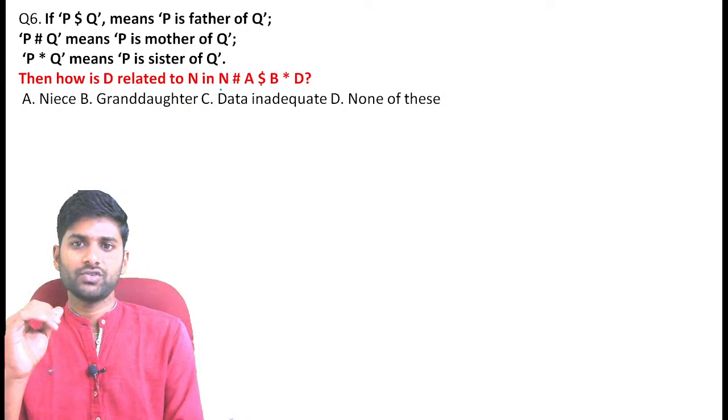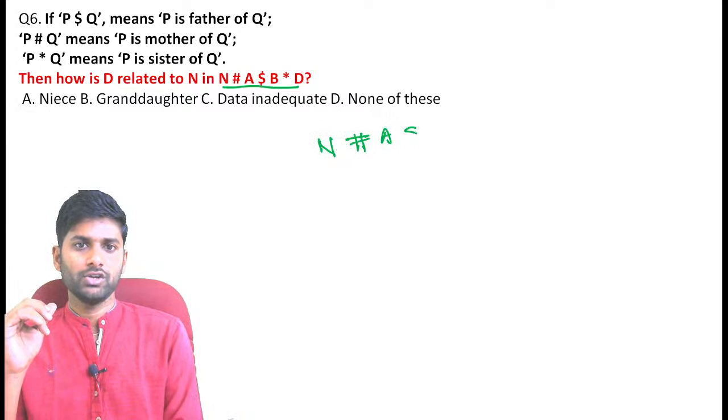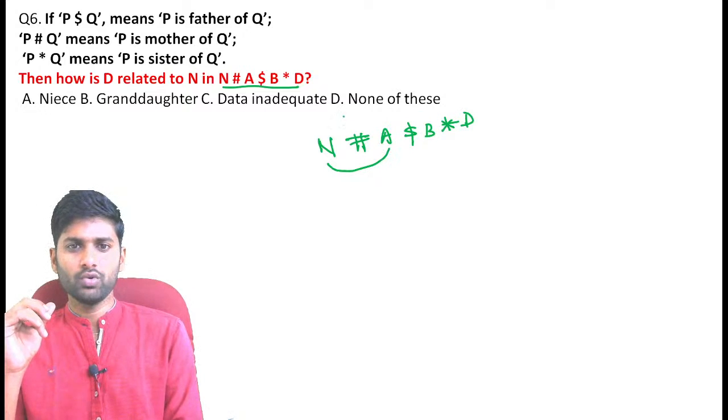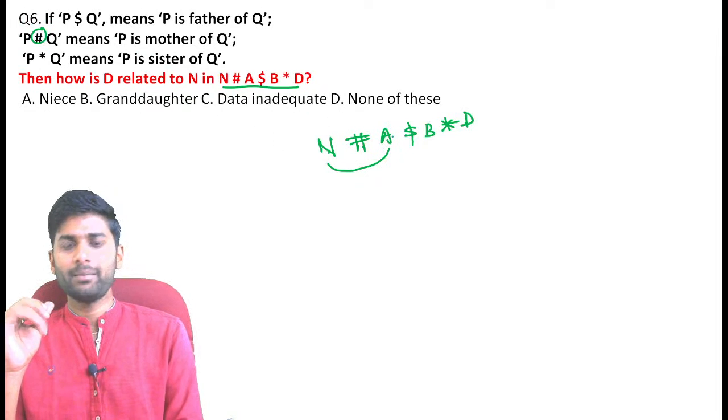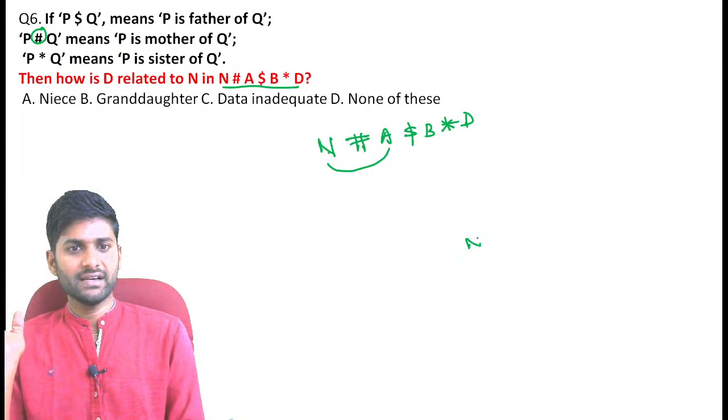See, guys, we need to make a diagram for this particular part. N hash A, A dollar B, B star D. First of all, the most important part here is the symbol, guys. What does the hash symbol represent? N is the mother of A. You just make a diagram like that. See, N is the mother of A.